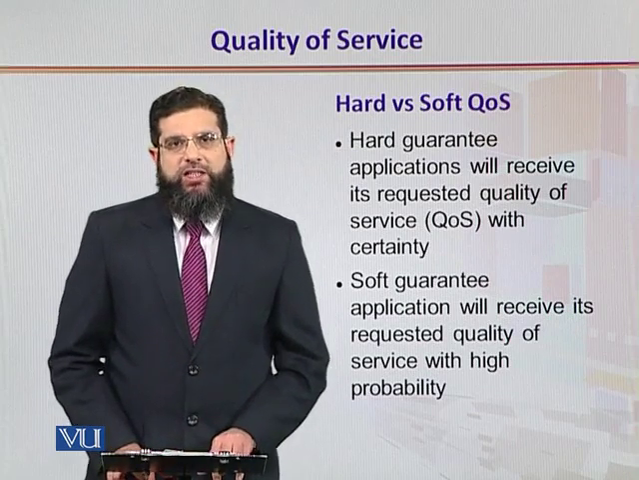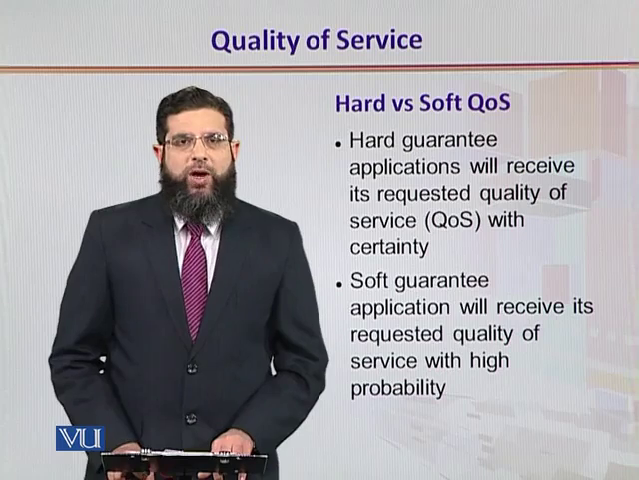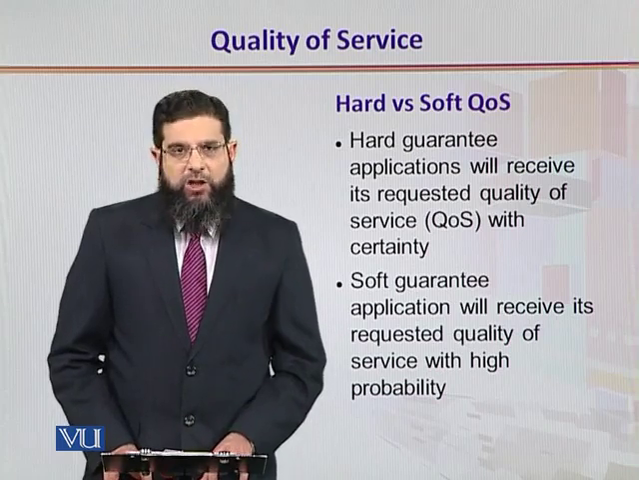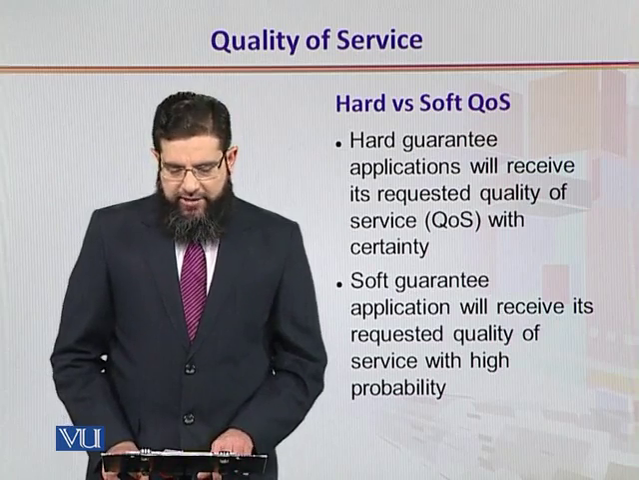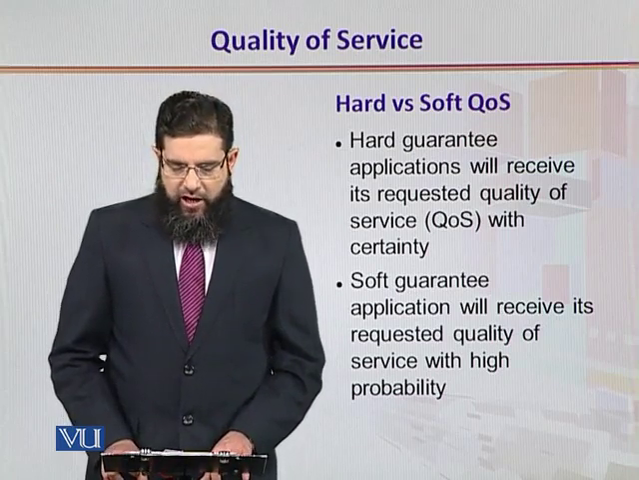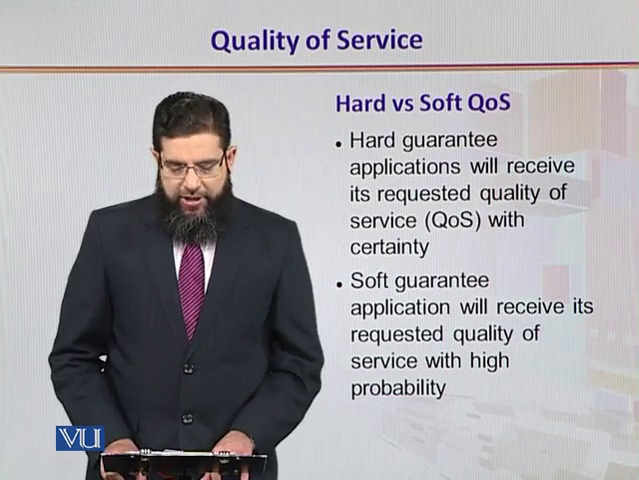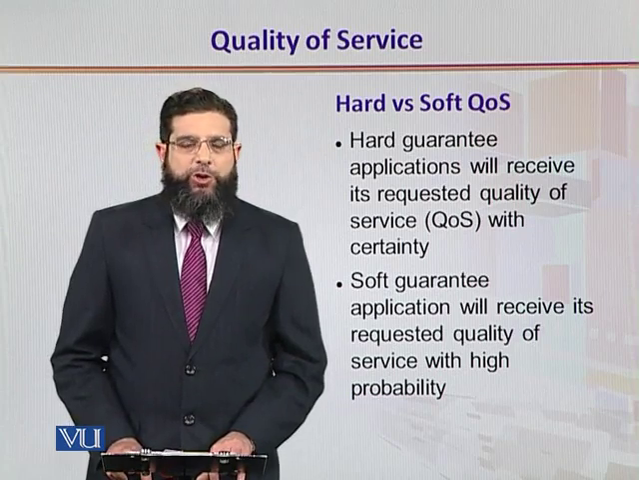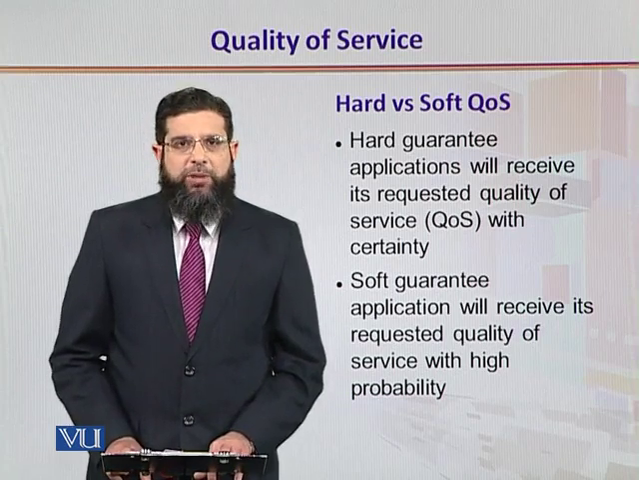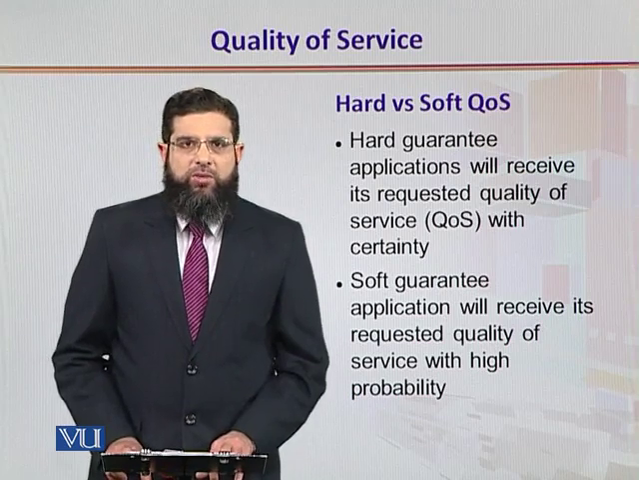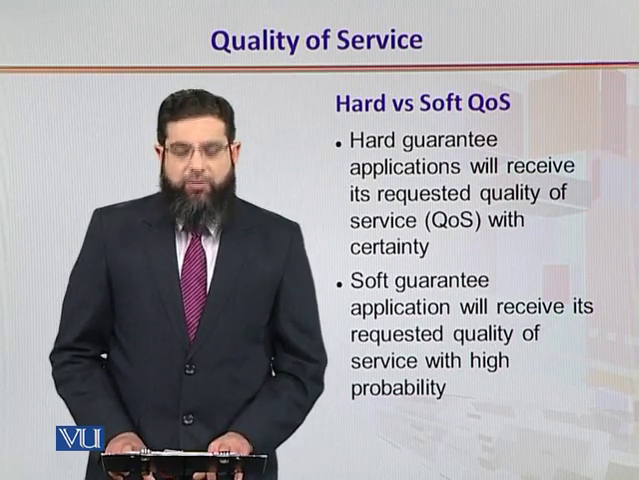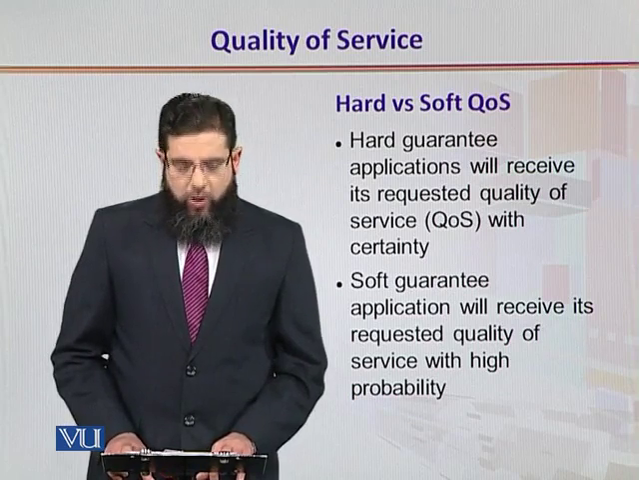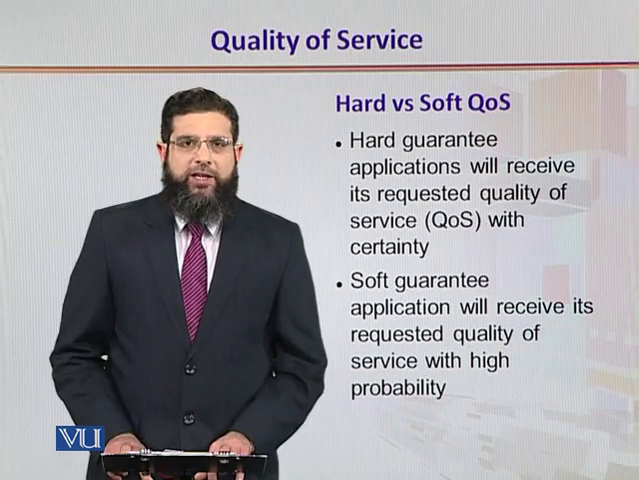Another way of looking at QoS is from the perspective of whether this QoS is very rigid or flexible. This is termed as the hard QoS guarantees and the soft QoS guarantees. The hard QoS guarantees imply that the application would continue to receive its requested quality of service with 100% surety or certainty. This means that it would give more of a circuit switched behavior. The soft QoS guarantees imply that the requested quality of service will be provided with high probability, but since it is probable, when there is congestion, the soft QoS guarantees might be violated.